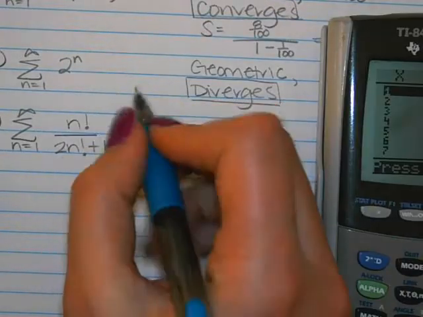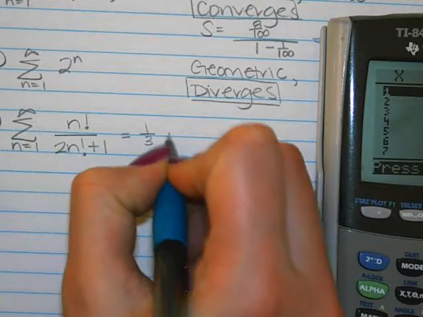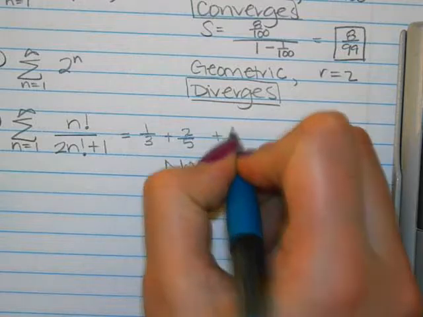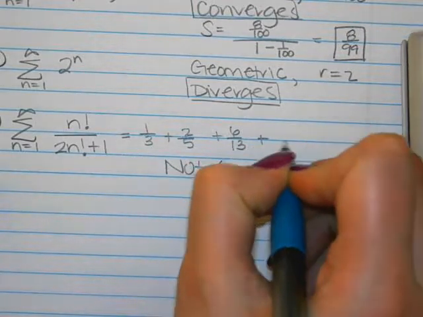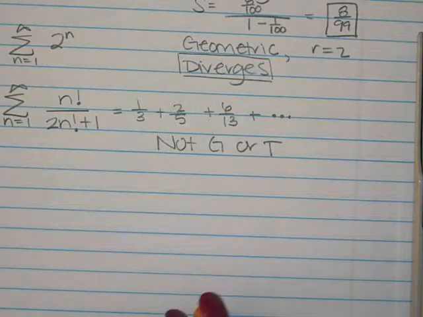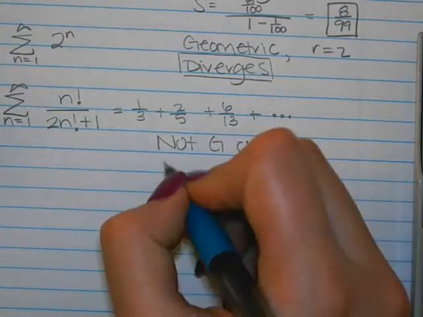So this is 1/3 plus 2/5 plus 6/13. So if you were struggling, wondering what type this was, when you write out the first couple terms, it makes it pretty obvious. It's not geometric or telescoping. You can tell pretty easily. Okay, so that means we're going to do the nth term test.